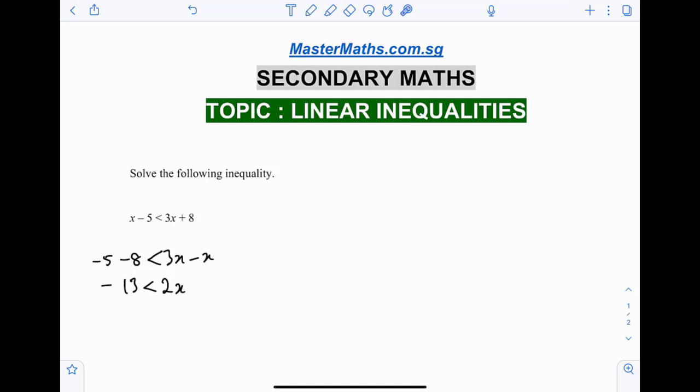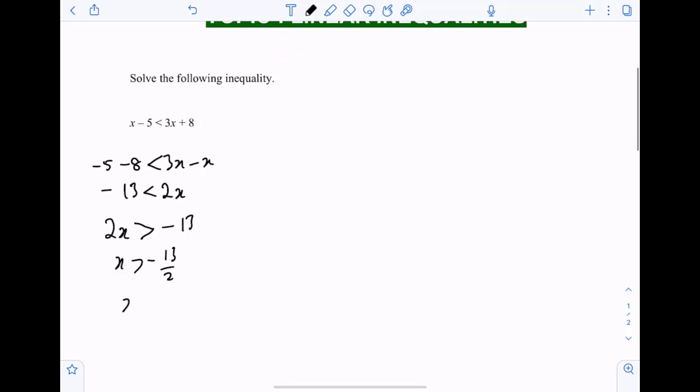Now look at the orientation, direction of this mouth here. It points towards 2x. I'm going to rewrite the 2x here. The mouth still points towards 2x. Negative 13. X is more than negative 13 over 2. X is more than negative 6.5. Now this is the first method that you can use.